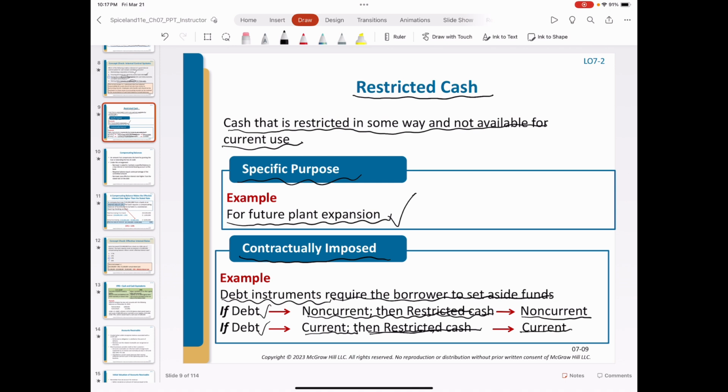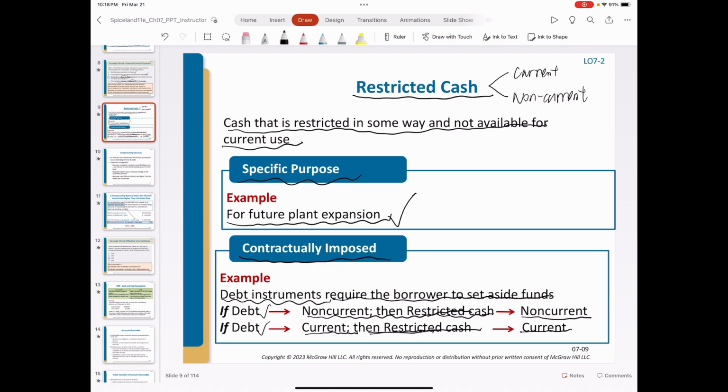Different restricted cash can be reported in either current or non-current assets, but not in cash or cash equivalents. This cash is reported in the statement of cash flows, but not in the cash and cash equivalents account.